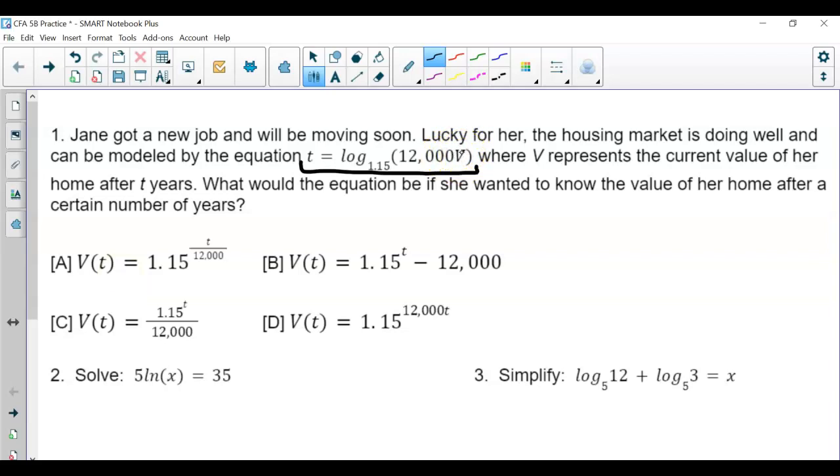So now the inverse, because we're trying to do inverse operation, so the inverse of the log is an exponential. So here we have our base, which is 1.15 raised to the t power is equal to 12,000 times V. Now notice we are solving for V, so now we need to divide, inverse operation, by 12,000. And here that's why the answer is C.